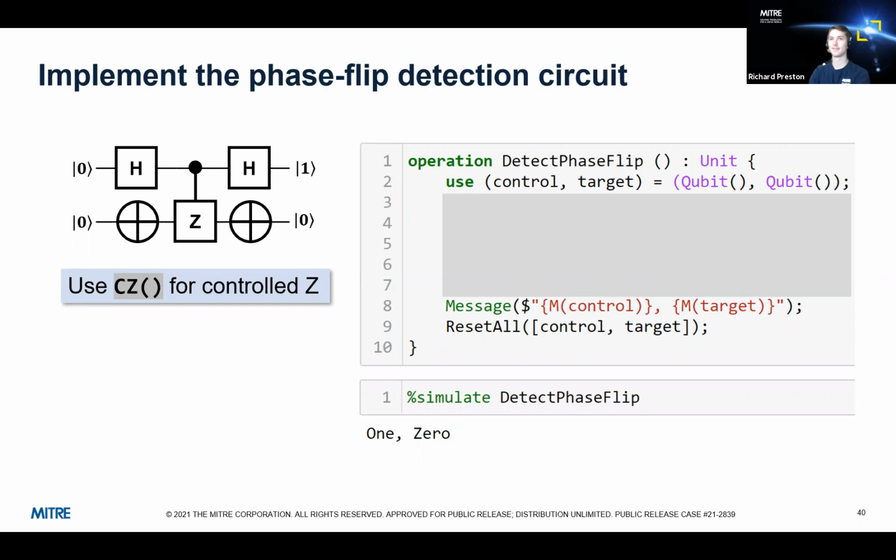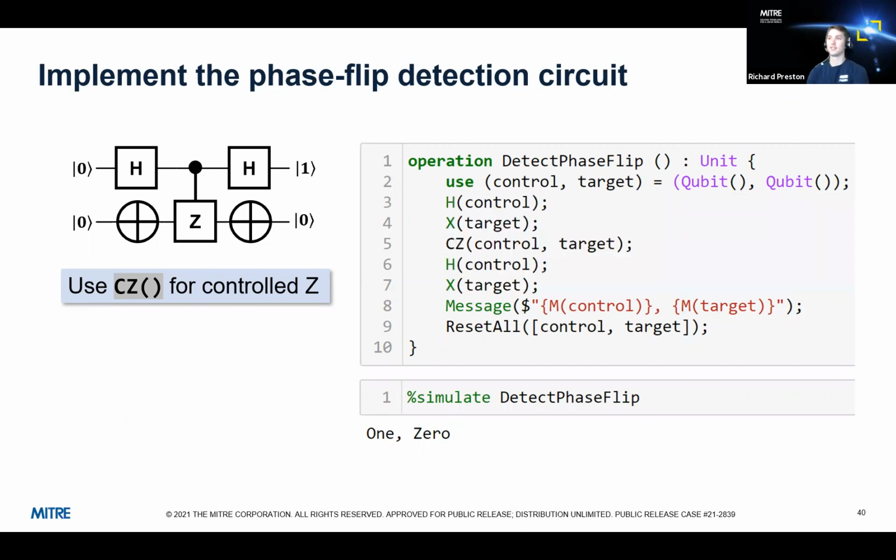Daniel's got it. So if you don't want to see the solution, look away. But yeah, apply H and X, H to the control, X to the target. I'm going to apply CZ, and then apply H and X again.